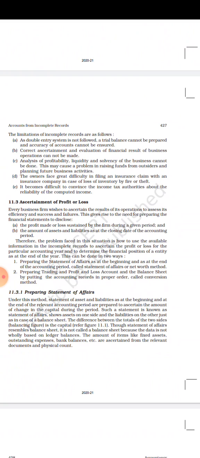Therefore, the problem faced in this situation is how to use the available information in the incomplete records to ascertain the profit or loss for the particular accounting year and to determine the financial position of any entity as at the end of the year. This can be done in two ways: preparing statements of affairs as at the beginning and as at the end of the accounting period, called statement of affairs or net worth method; or preparing trading profit and loss account and balance sheet by putting the accounting records in proper order, called conversion method.